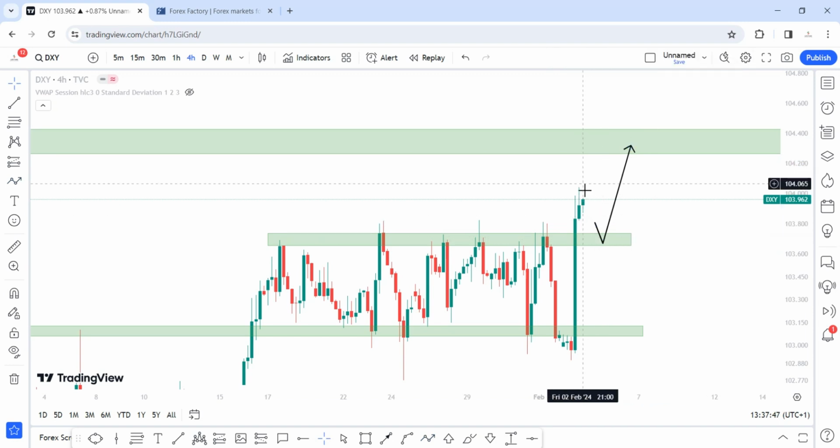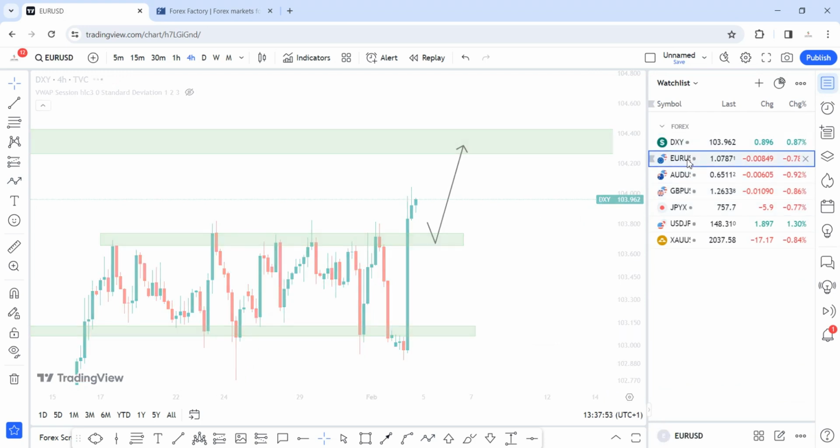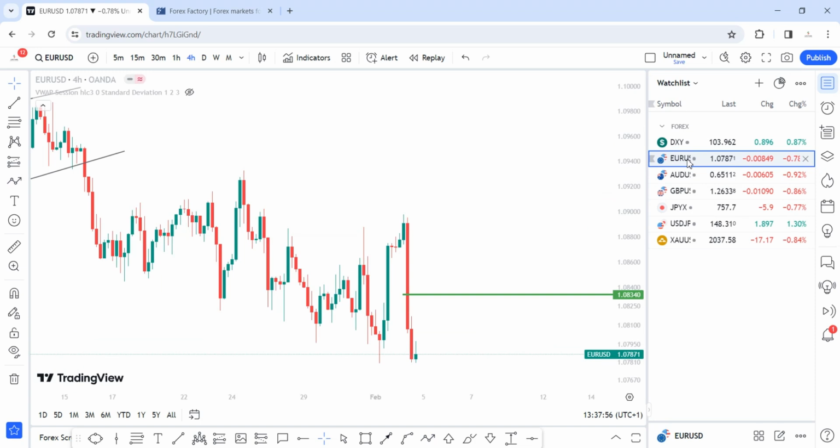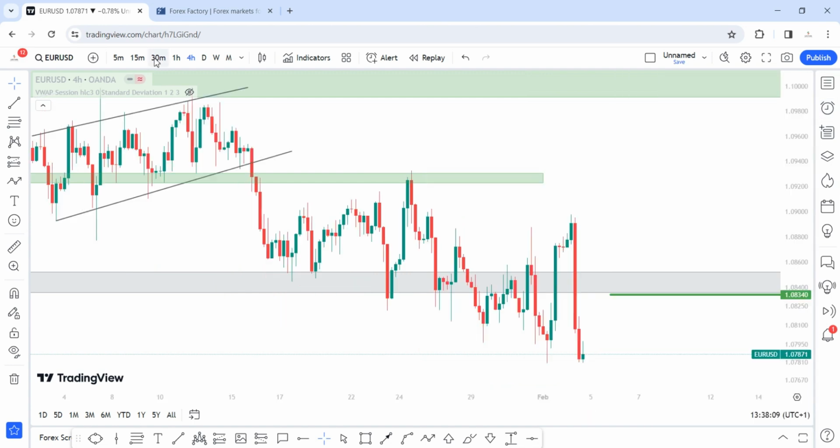All right, but overall I am bullish on the dollar index, and if the dollar index is bullish, that means EURUSD should be bearish, GBPUSD should be bearish, right? USD CHF should be bullish, and so on and so forth, because a bullish DXY means a strong US dollar, right? Now down to the EURUSD chart.